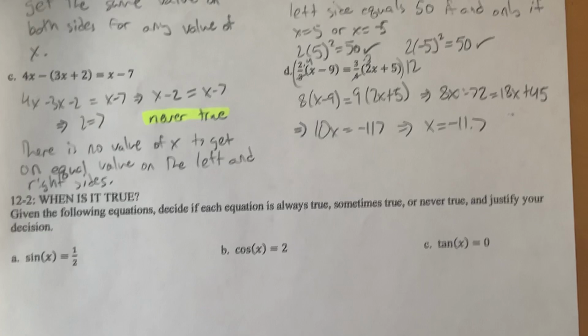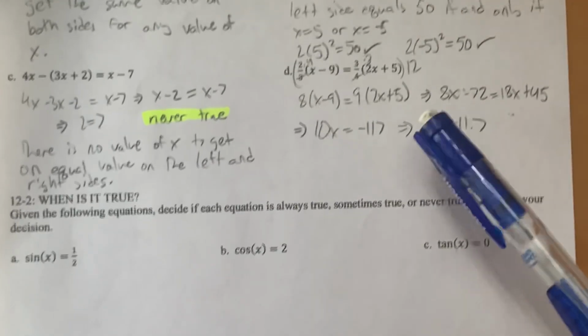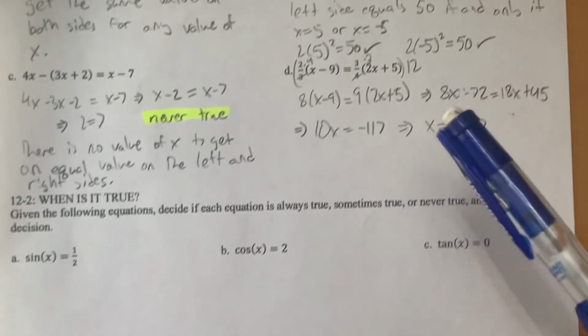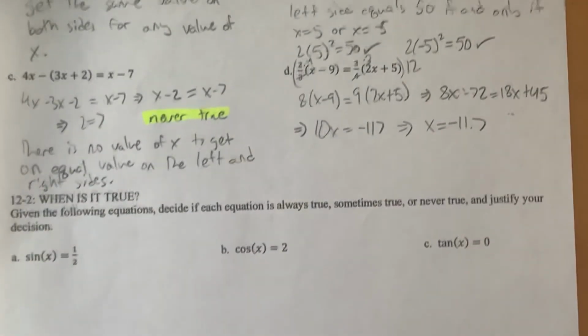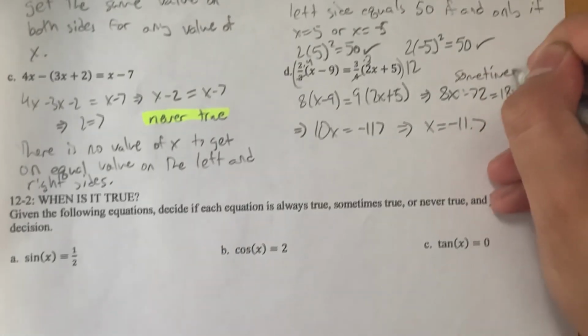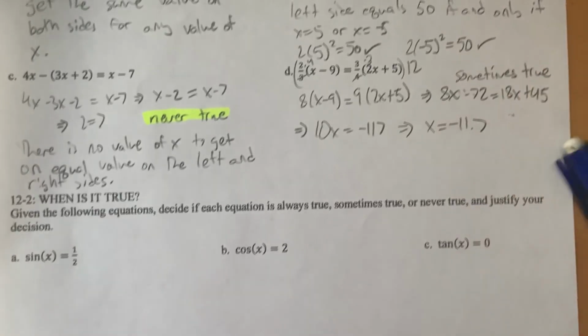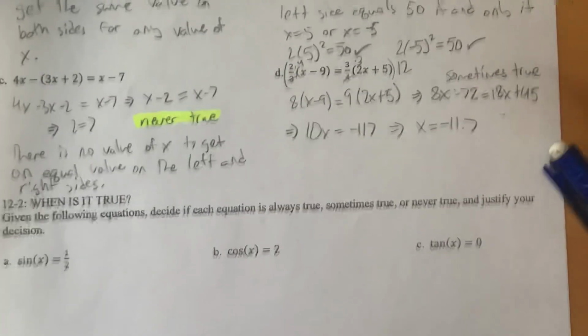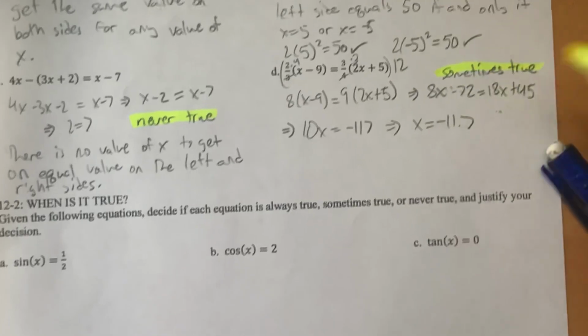All right, since I'm given only one answer, so x, I can't use the above statement because I don't have a definitive answer. I can say left side and right side equals each other if and only if x equals negative 11.7. So that's what I'm going to state for my answer. But first I'm going to state it's sometimes true, right? Sometimes true. There we go.